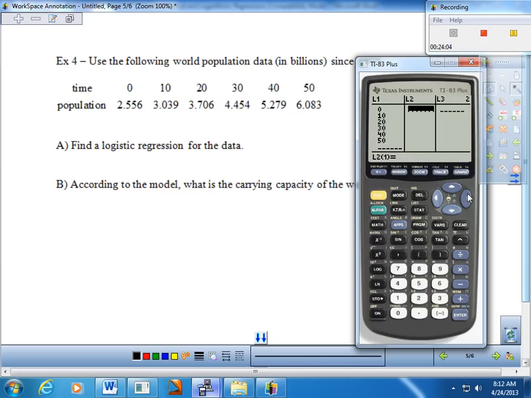Good deal. So this is the exact same data set from the previous slide there. Obviously what I'm doing is honing in on just the last half century. And if this pattern continued, what would be the carrying capacity of the population of the world? Again, according to this model and just according to this data, obviously these things are in flux.